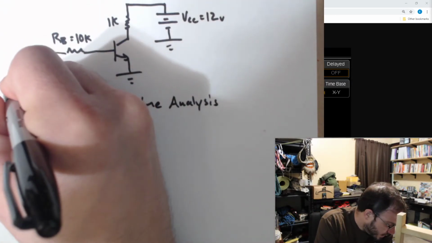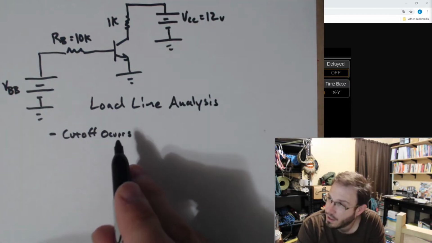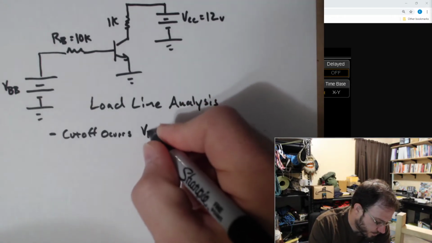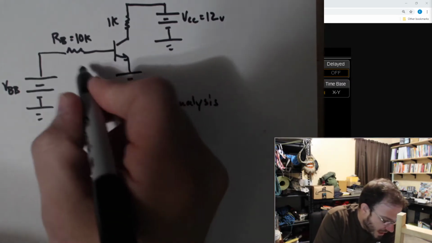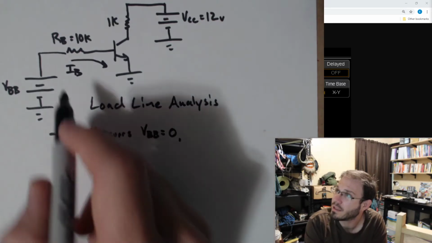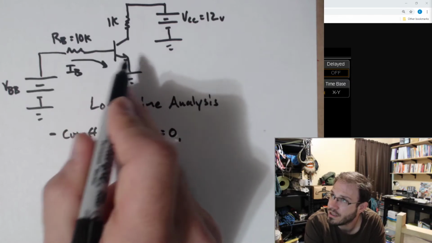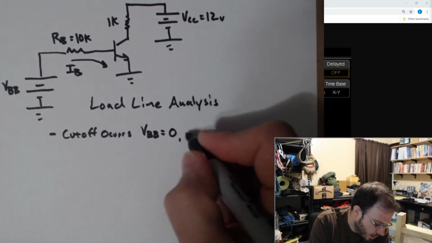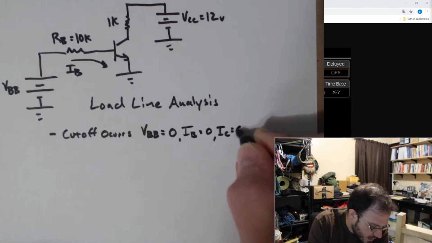So let's say cutoff happens at VBB equal to 0. If VBB is equal to 0, then IB should be equal to 0, because obviously we haven't exceeded that forward voltage drop inherent in the construction of our transistor. Therefore, we get no current entering our transistor. So cutoff occurs at VBB equals 0, IB equals 0, therefore IC equals 0.